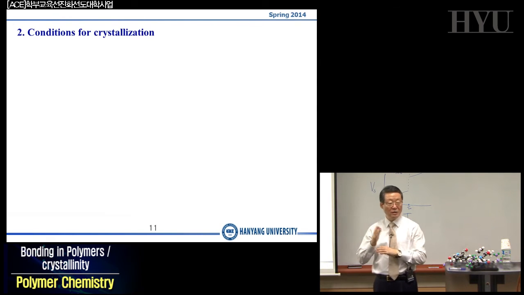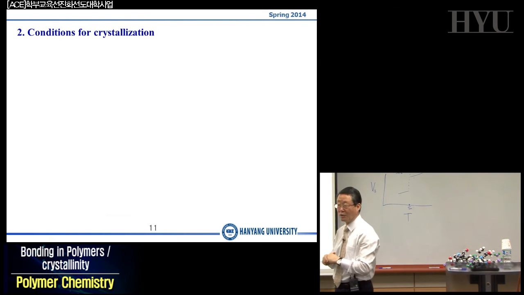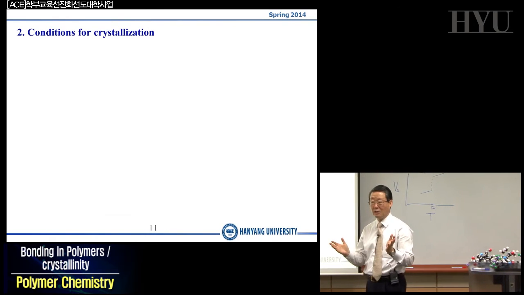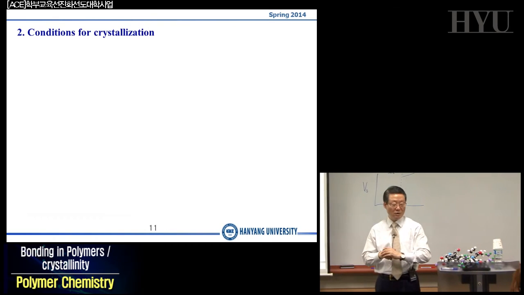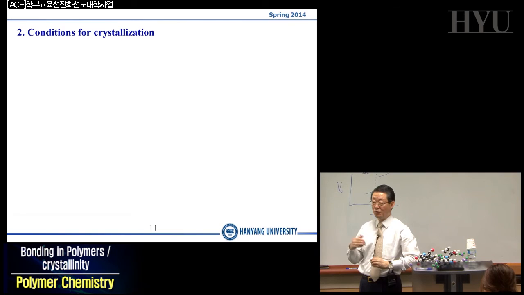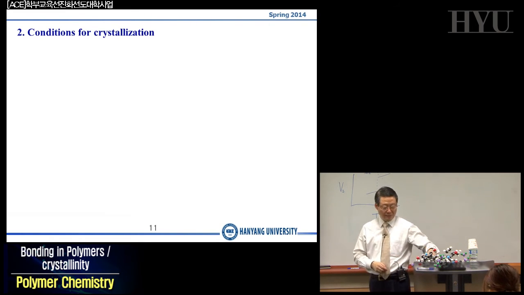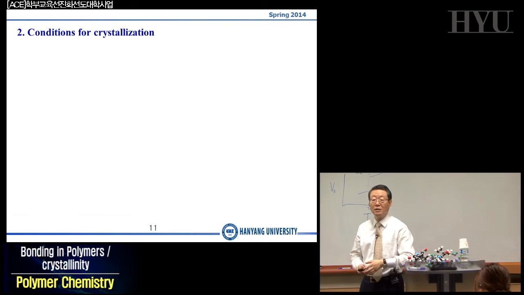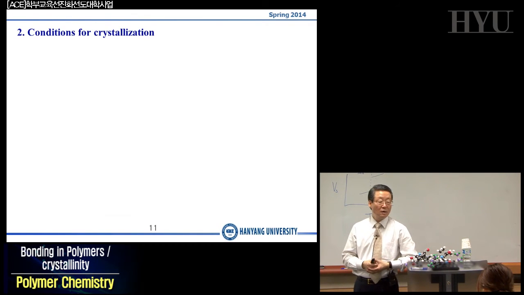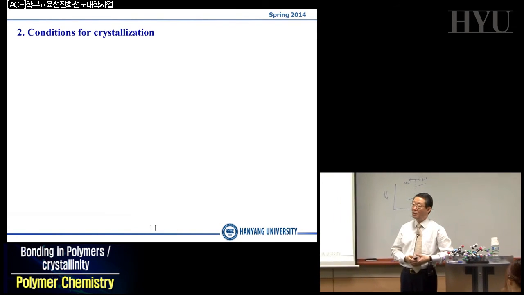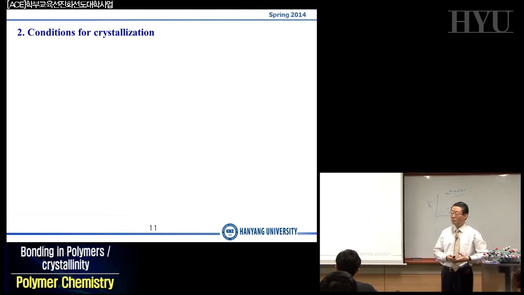We used to have a density gradient column here, but rather than using the density gradient column, recently we are using just a simple balance to measure the densities. I will show you later on. Anyway, let's talk about how we can increase the crystallinity, or decrease the crystallinity, depending upon your conditions.